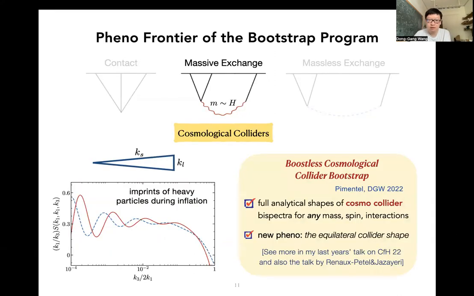And then for the second case, the cosmological collider physics, we did the bootstrap analysis last year in this work called Massless Cosmological Collider Bootstrap. There was a talk last year by me on Cosmological Zoom, and also there is a relevant work by Sebastian and Sandro.